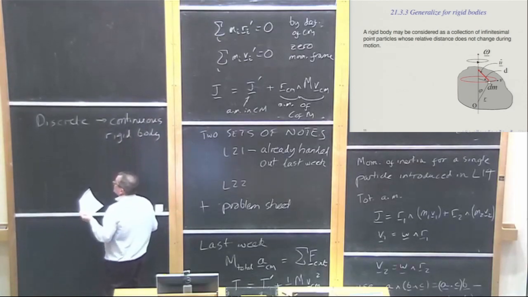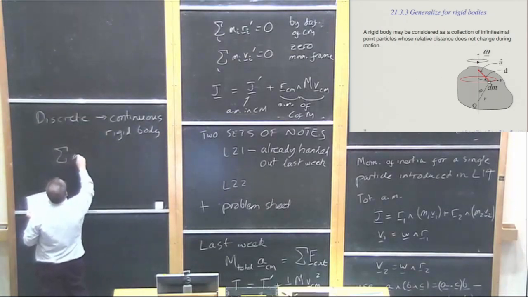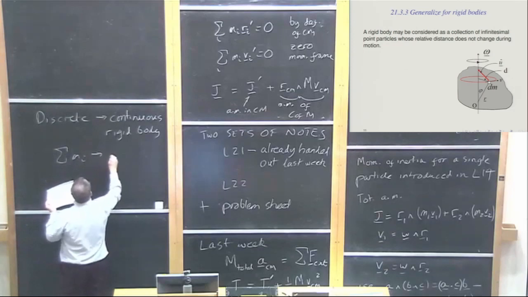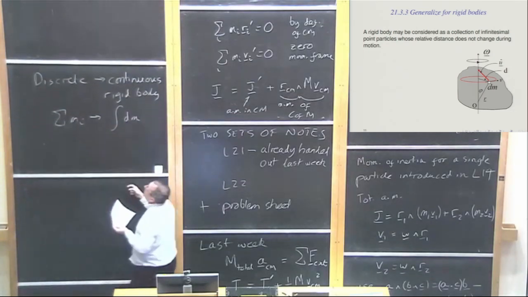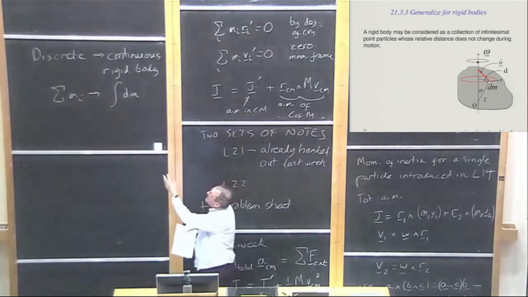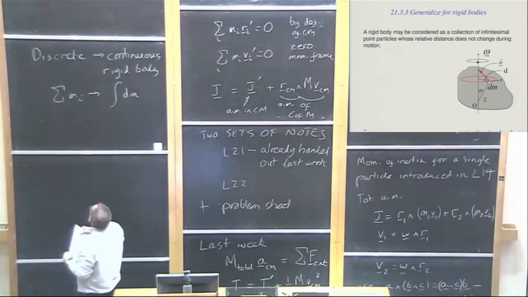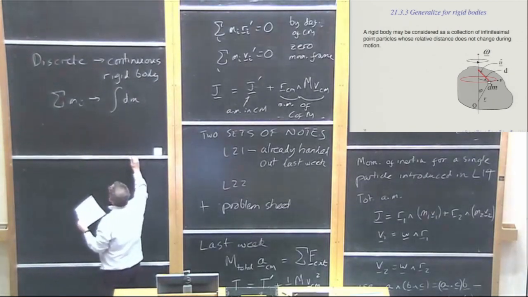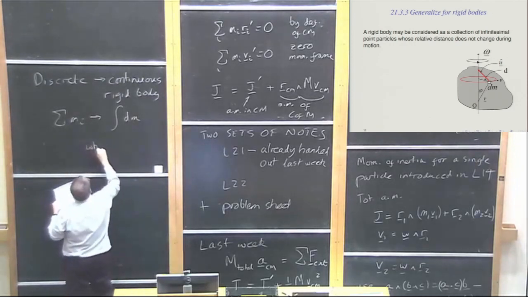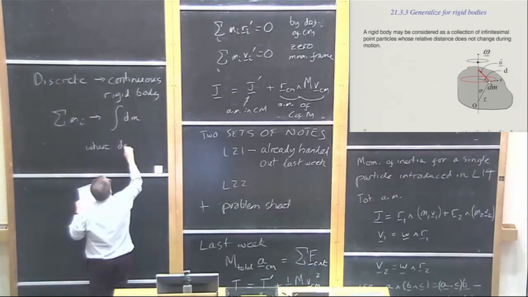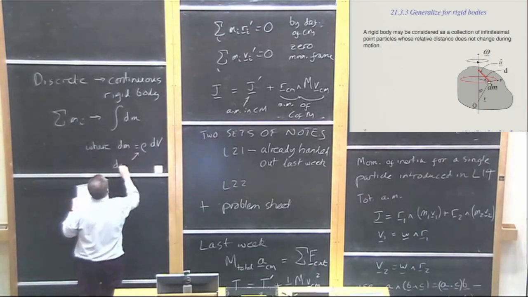So in this case, the sums will just become integrals, but it's going to be convenient and necessary to integrate over a volume. So to integrate over a volume, we need to know a density. So we can express dm as rho dv, and this is the density.